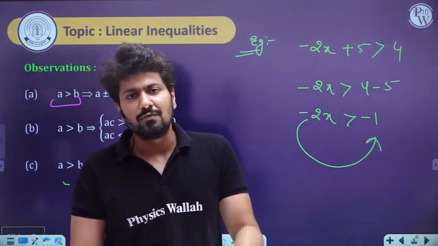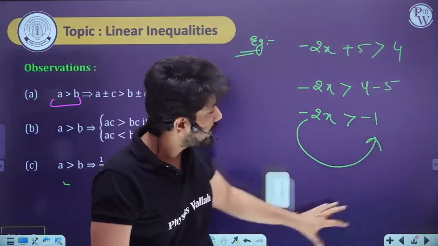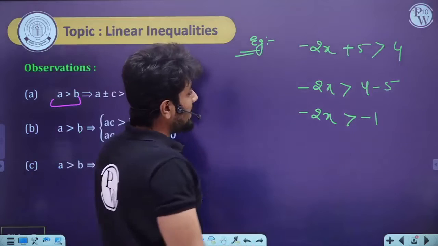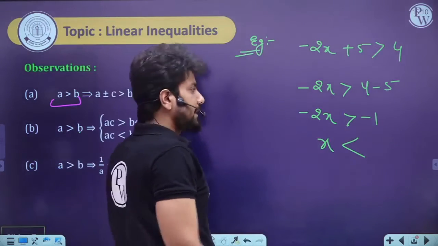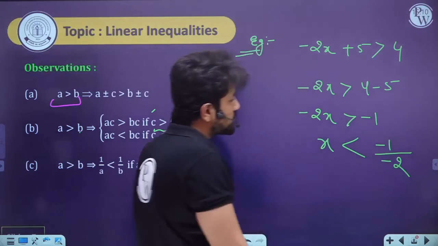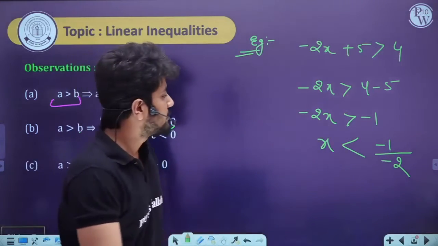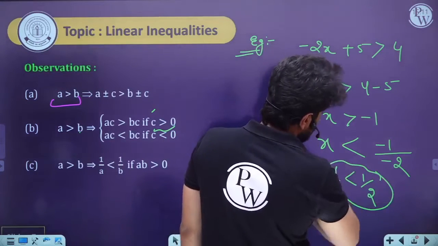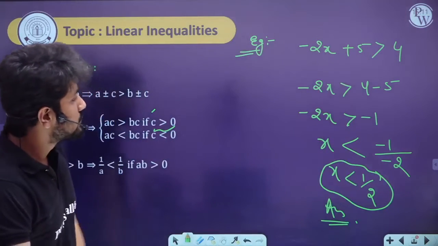So will it affect the inequality? Of course, because I'm dividing by a negative number, it will definitely affect this inequality. See, the inequality changes. On the right hand side we have -1, and we are dividing it by -2. So x is less than -1 by -2, so basically x is less than 1 by 2. That's the answer.